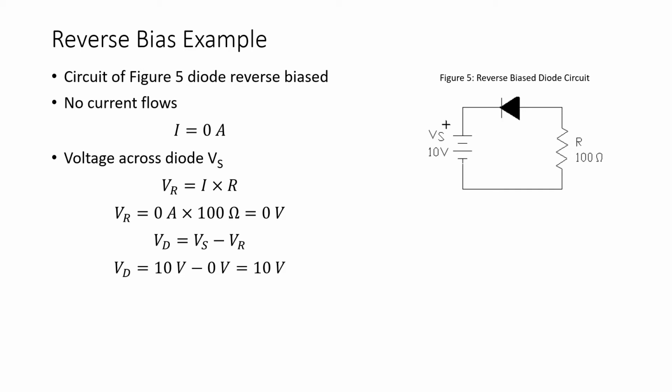And again, Kirchhoff's voltage law tells us that around any closed loop, the sum of the voltage rises and drops must be 0. So if we have 0 volts across the resistor and a source voltage of 10 volts, we know then that the voltage across the diode, positive to negative as shown, must be 10 volts. So with a reverse bias diode, no current flows and the source voltage is dropped across the diode.